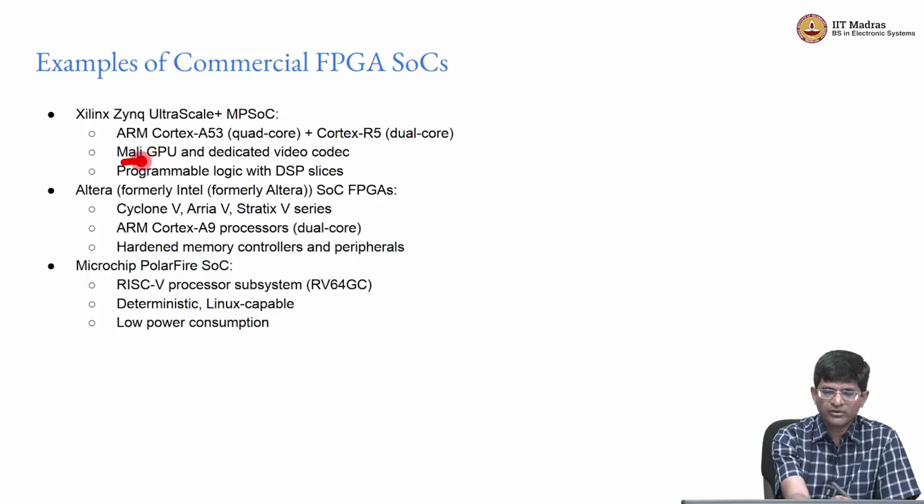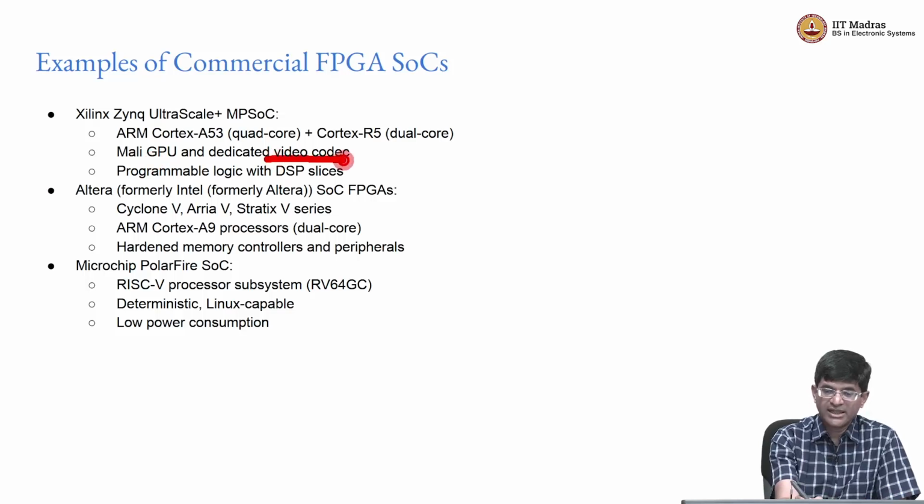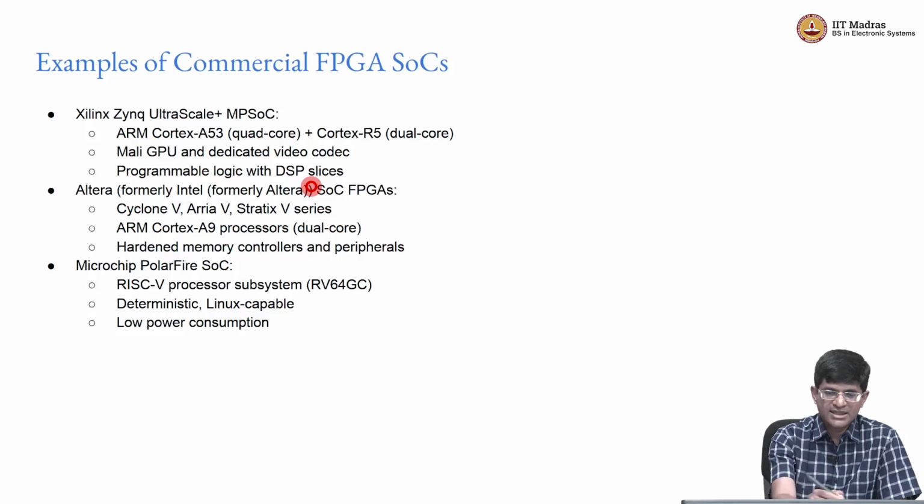These are similar to the ones usually found in phones, right? They are tied very closely to the ARM processor, and in many cases they have a dedicated video codec. So effectively that ARM processor that's inside the FPGA is a fairly powerful processor. It's similar to what you would have in at least a mid-range phone today. But at the same time, it also has programmable logic with DSP slices. What do the DSP slices do? They are capable of high speed and high performance multiplication and addition, right? So this is a very powerful combination that we have here.